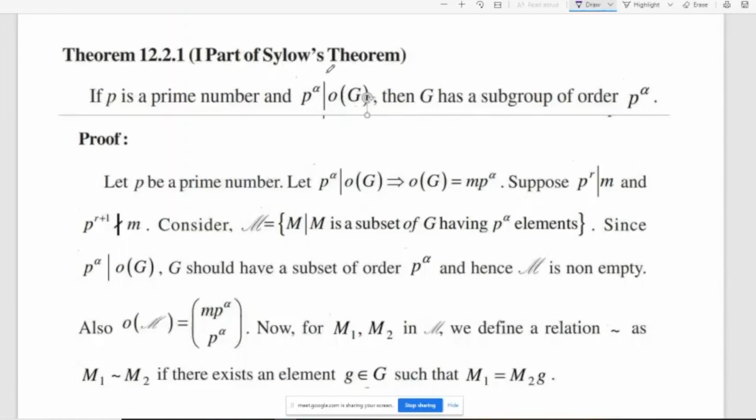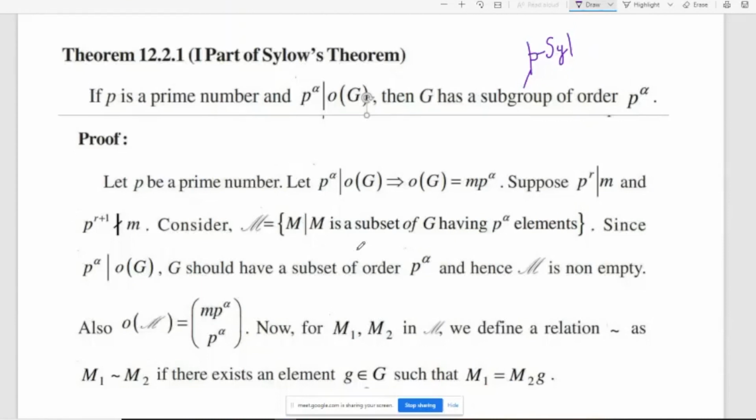But what is given here? It is a power of a prime number. If that divides the order of G, then G has a subgroup of order p^α. This subgroup we are going to later define; it is called the Sylow subgroup, the p-Sylow subgroup. That is the name given to this subgroup. Such a subgroup will always exist.